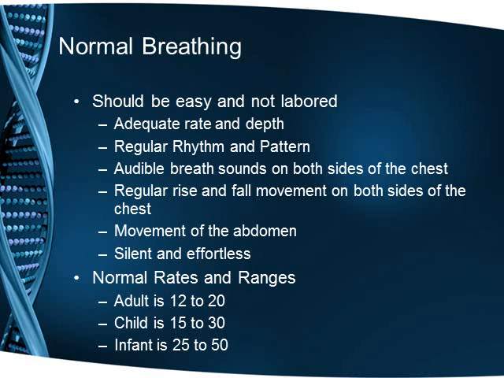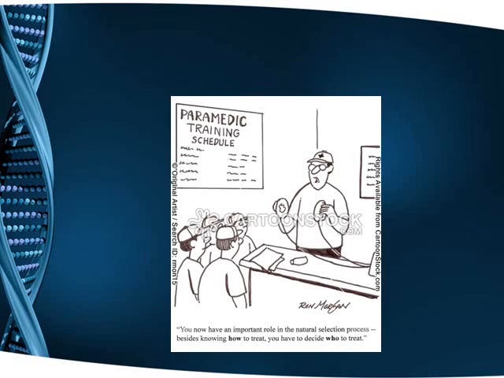All right. So realize that normal breathing should be easy and non-labored, adequate rate and depth. We all know this: regular rhythm and pattern, audible breath sounds on both sides of the chest, regular rise and fall movement on both sides of the chest, movement of the abdomen, and it should be silent and effortless. We're going to play with this in lab when we do airway assessments. Okay, normal rates, you should know these. I guarantee you'll probably see this on a test, probably multiple exams throughout your career. Adults is 12 to 20, child is 15 to 30, and infant is 25 to 50.